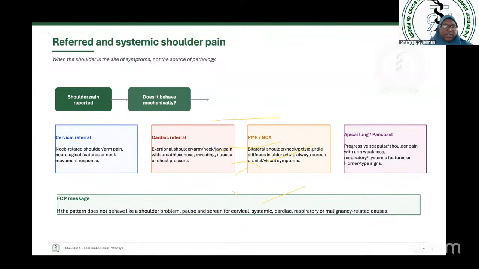Shoulder pain reported: does it behave mechanically? No. If no, screen for cervical referral, neck-related shoulder pain. Screen for cardiac referral, screen for polymyalgia rheumatica and giant cell arteritis, and then apical lung or pancreatic tumors. So if the pattern does not behave like a shoulder problem, which we've discussed earlier, then we pause and screen for cervical, systemic, cardiac, respiratory, or malignancy-related causes.